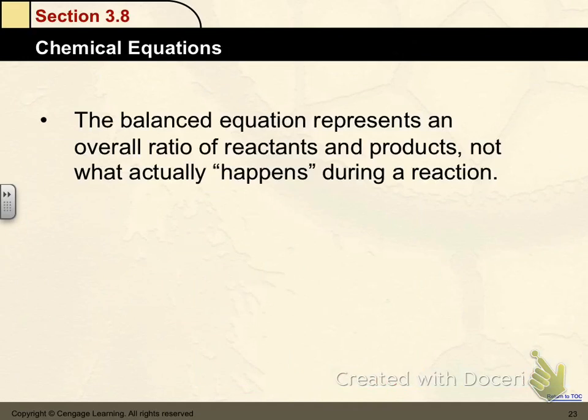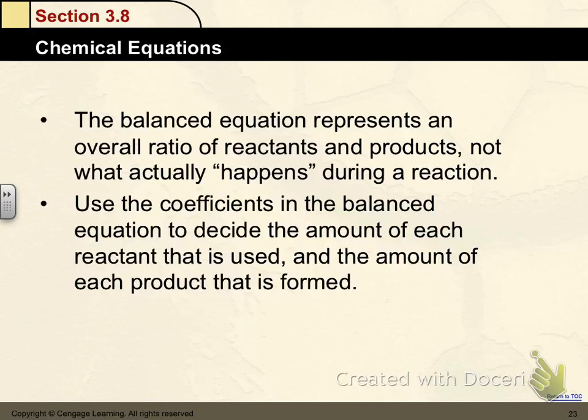the balanced equation represents an overall ratio of reactants and products. Not what actually happens during a reaction. It doesn't show you how the bonds of the reactants break and how they transform and move around. It just shows you the overall ratio of reactants and products. We'll get to that bond breakage and the moving of the atoms a little bit later.